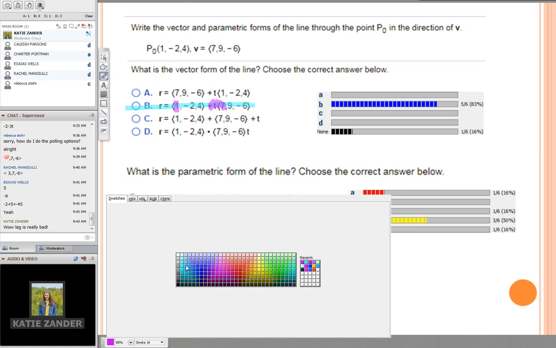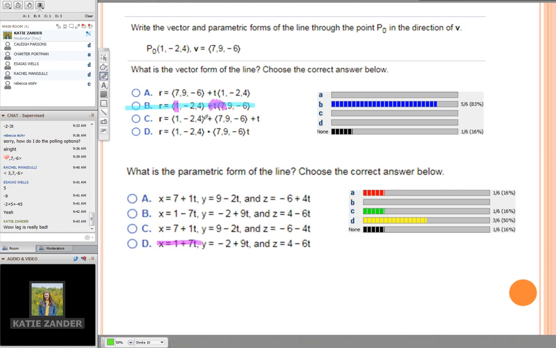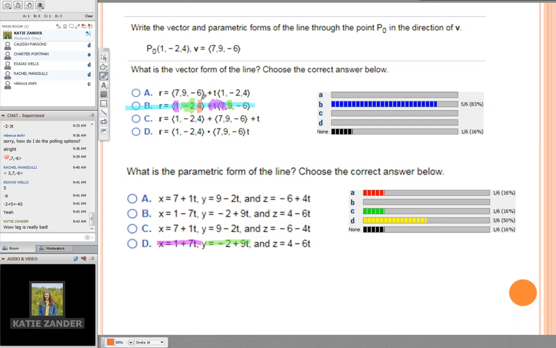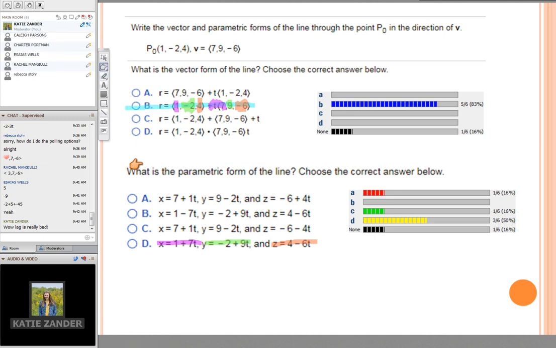And let's just verify that the rest of them would be correct. So y would equal negative 2 plus 9t. So negative 2 plus 9t, good. And then the last one would be z equals 4 minus 6t. Good. So D is that correct choice there. Any questions with how we went from the vector form to choice D for the parametric form?